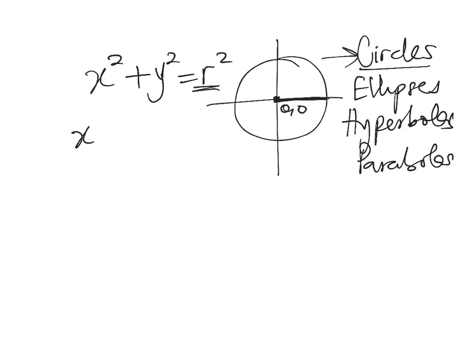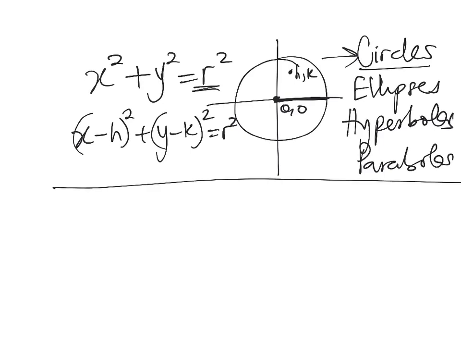We also have situations where we have (x minus h) squared plus (y minus k) squared is equal to r squared. That occurs where your center is at a different spot, right? And h and k represent that center. So that's the equation of a circle with the center at a spot that is different from the origin. So it's good to know the equation of a circle.